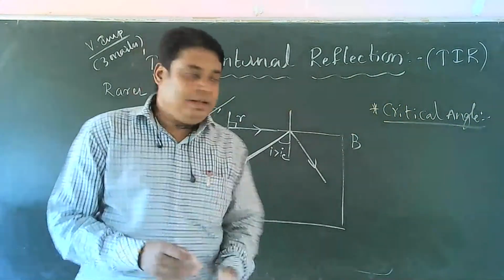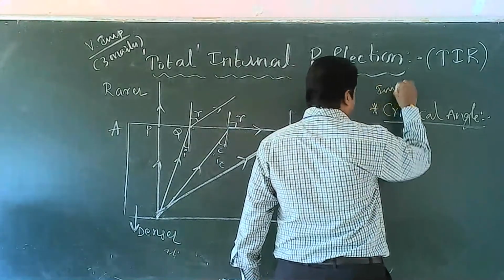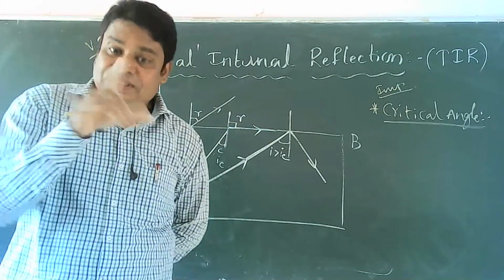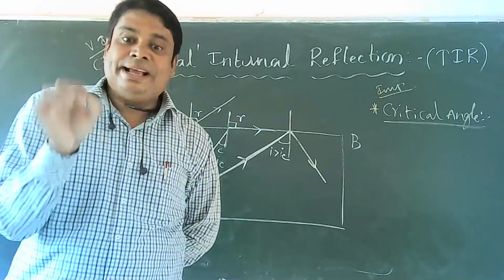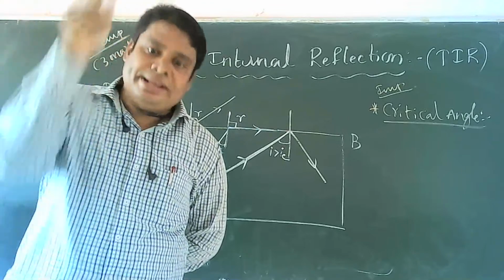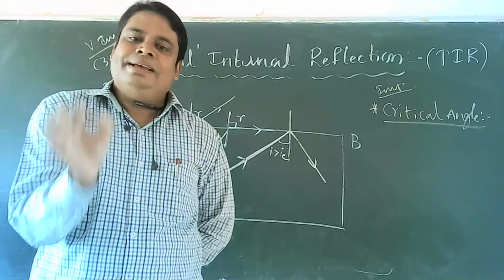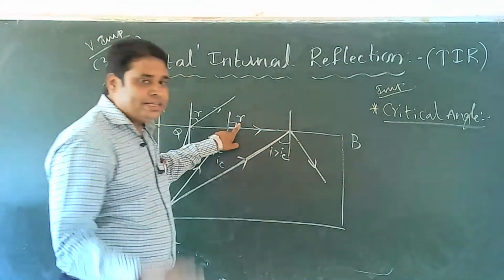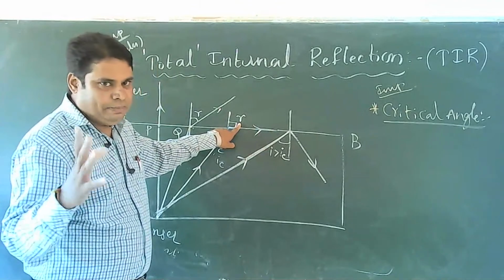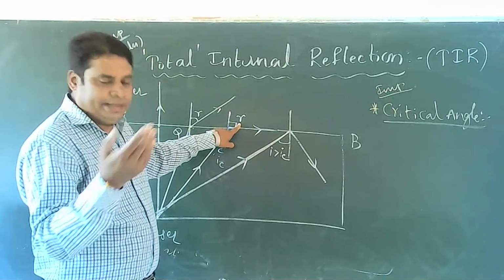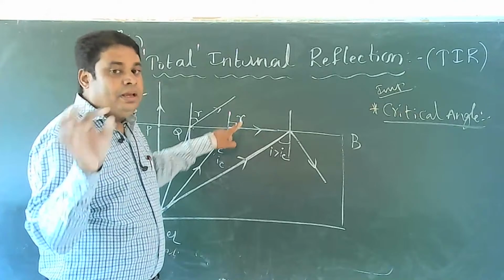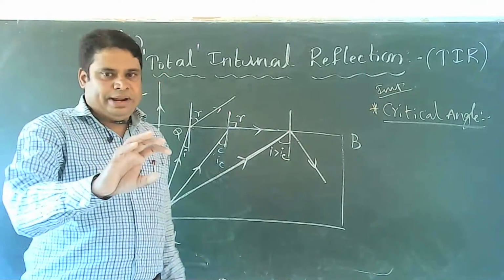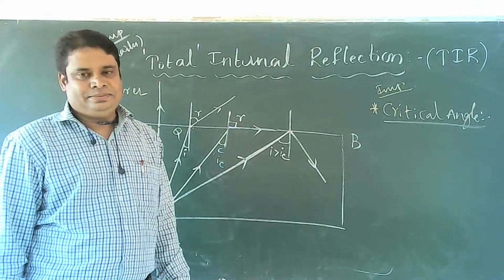Critical angle. What is the critical angle? This is important. Critical angle is the angle of incidence in the denser medium for which the angle of refraction is 90 degrees. Let me repeat: critical angle is the angle of incidence in what? Denser medium, for which your angle of refraction is 90 degrees.